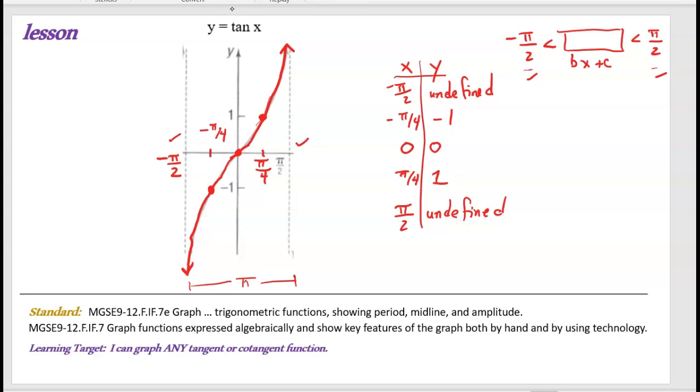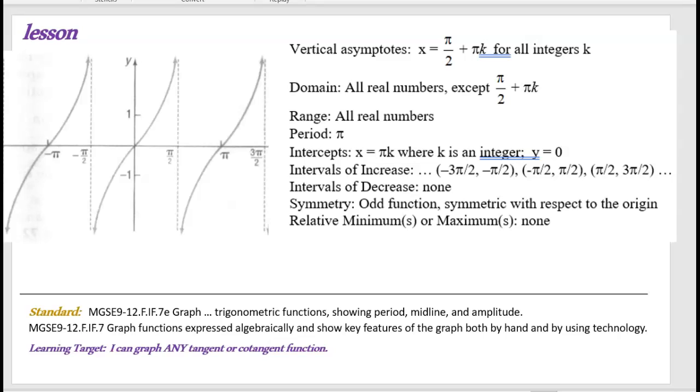Now we have a period of pi. So let's look at all of the important characteristics. I'm going to brush over this quickly so we can get to the graphing part. Okay? So the domain is all real numbers except all of these excluded values. And we saw that idea of an excluded value with rational functions back in August.